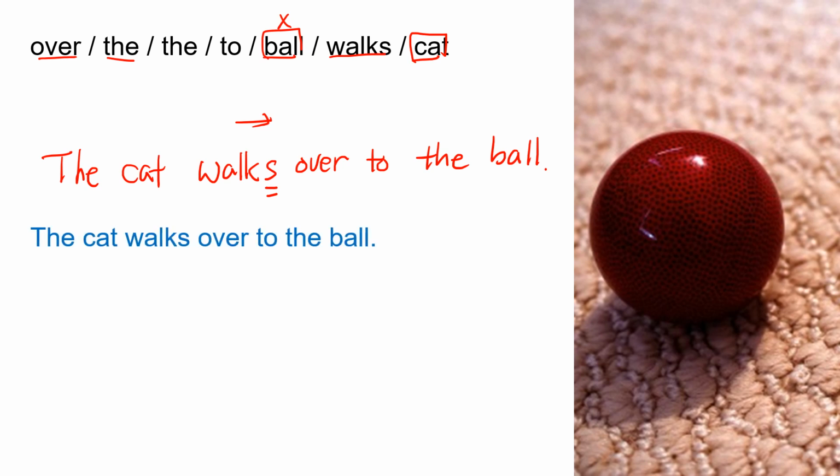The cat walks over. Again, you need to pronounce this. Say walk. W-A-L-K, the L is silent. Say walk. So walks, walks. The cat walks, and walks over, walks over to the ball. The cat walks over to the ball. The cat walks over to the ball.